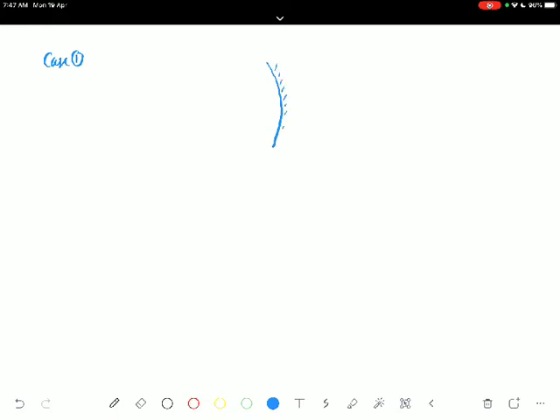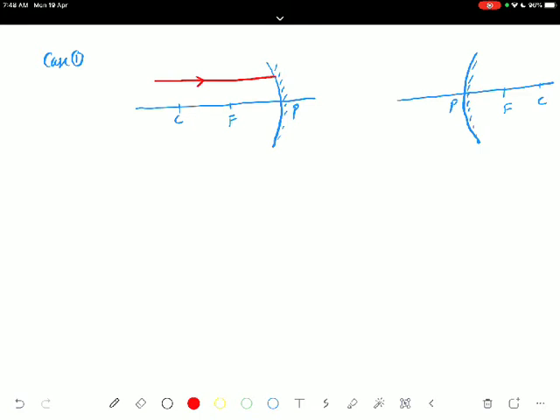Concave mirror, convex mirror, principal axis, P, C, F, P, C, and F. First ray: parallel to principal axis. After reflection from the concave mirror, it passes through the focus. Okay, this is the first one. Ray parallel to principal axis. After reflection from the concave mirror, it passes through the focus.